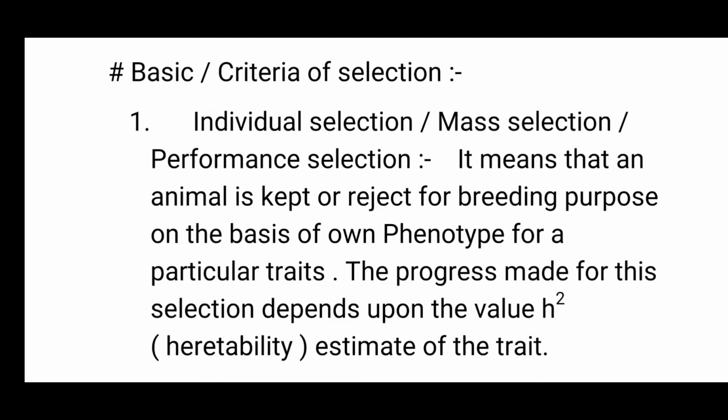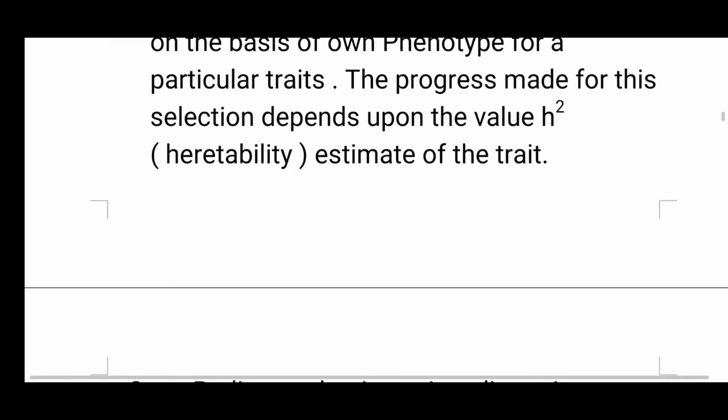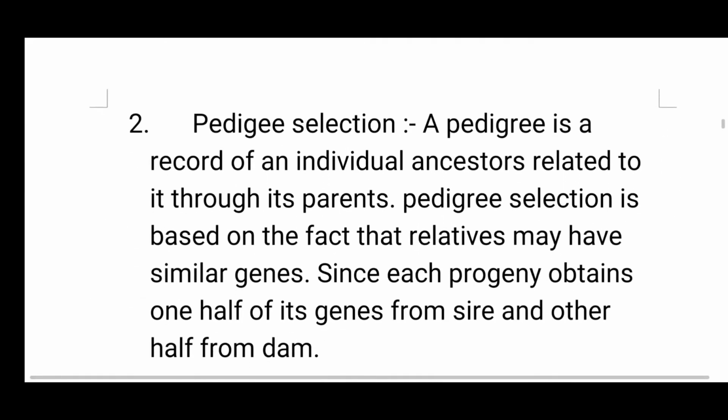First, individual selection, or mass selection, or performance selection method. It means that an animal is kept for or rejected for breeding purposes on the basis of its own phenotype for a particular trait. The progress made by this selection depends upon the value of h2, or heritability estimate, of the trait. And the second is pedigree selection.